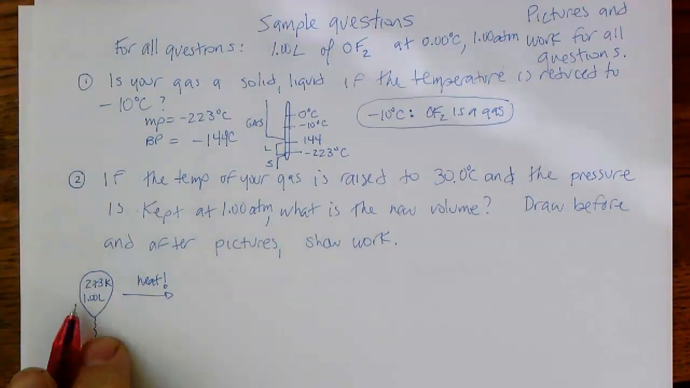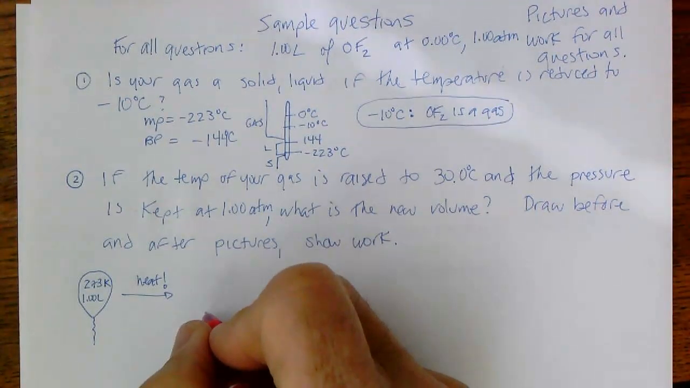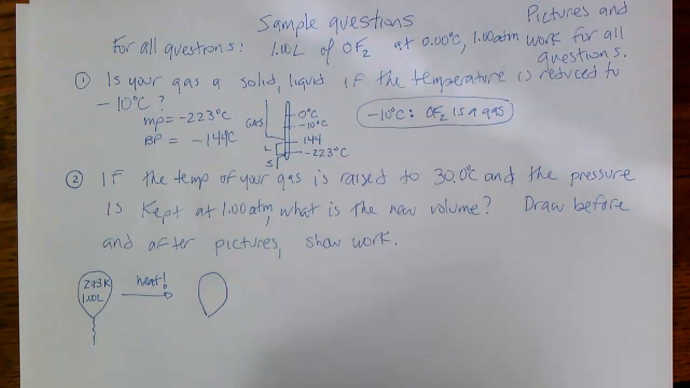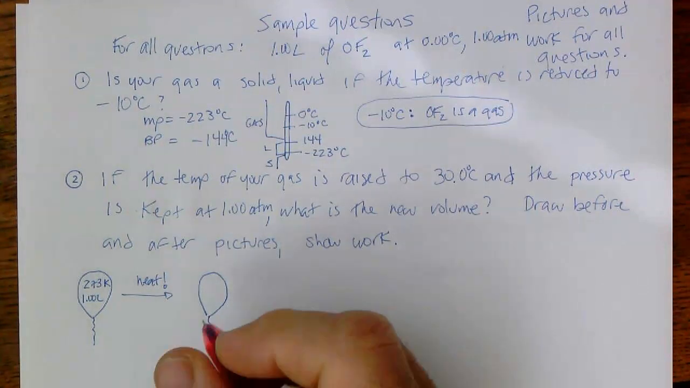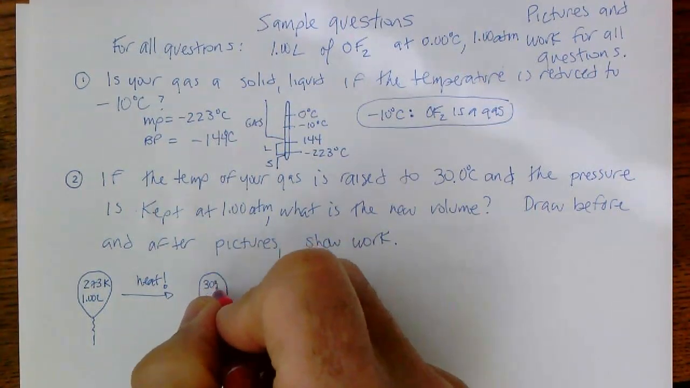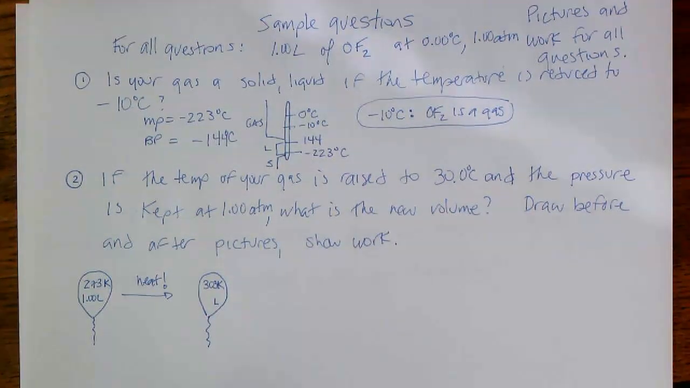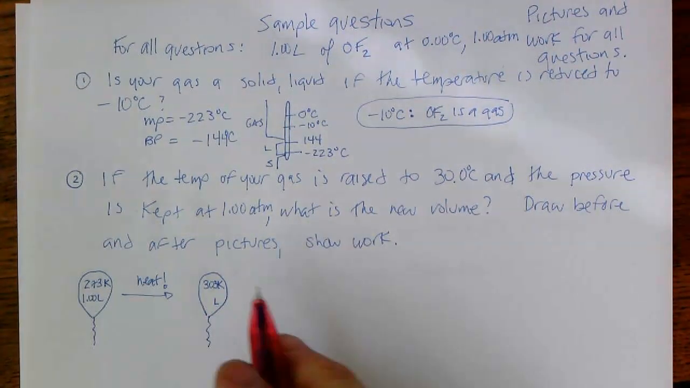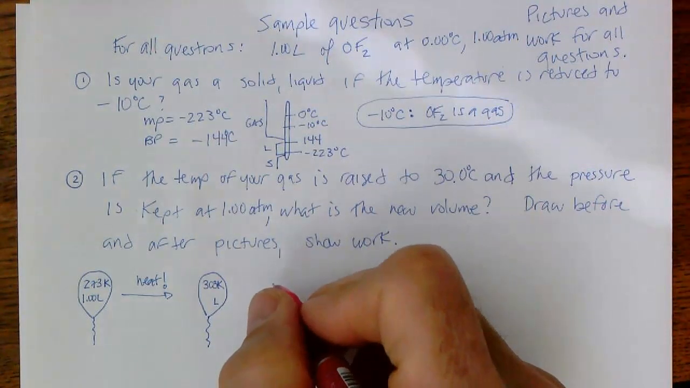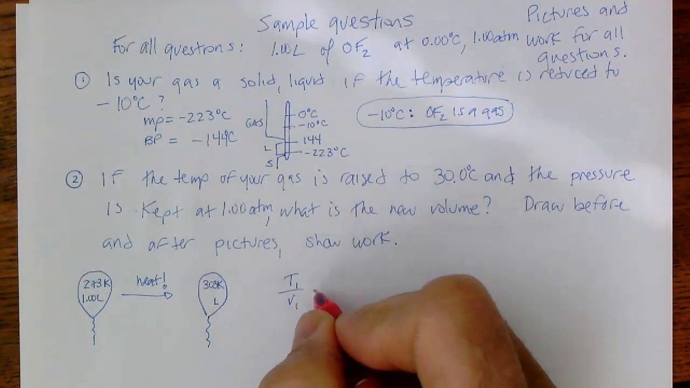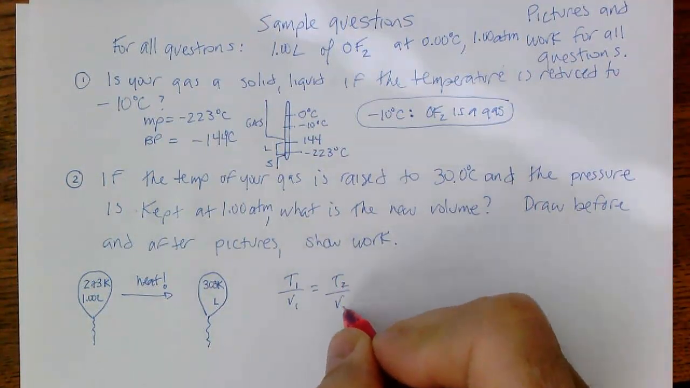And it should get a little bigger. 273 to 303 isn't the biggest change, so I'll draw it a little bigger. Does that look a little bigger? I hope so. And now we're at 303 Kelvin. So it's going to go to a new volume. Since we're dealing with temperature and volume, T1 over V1 equals T2 over V2.